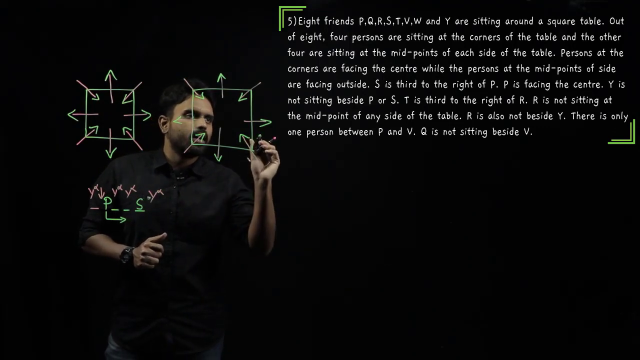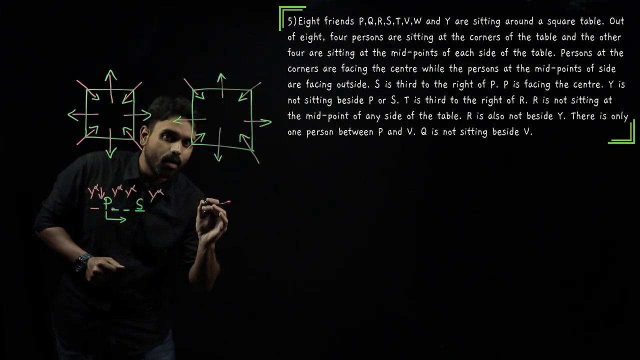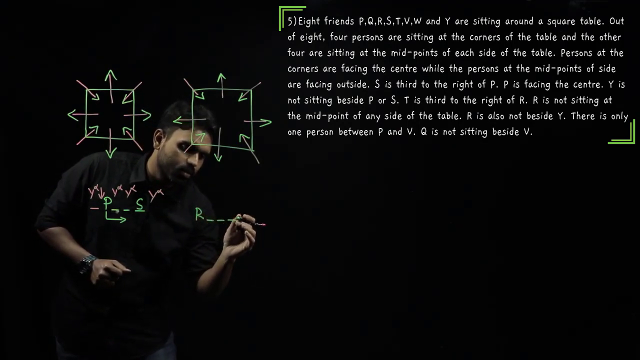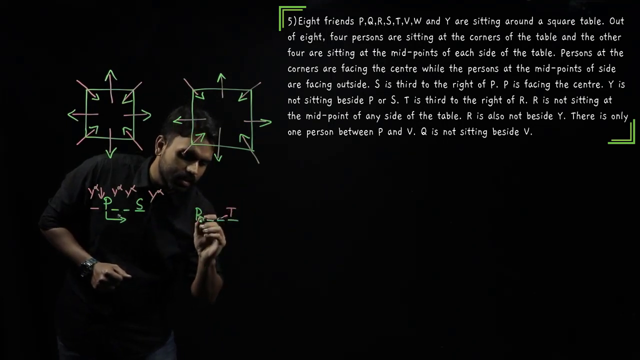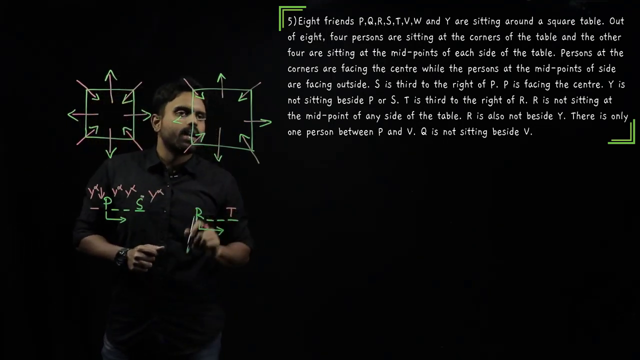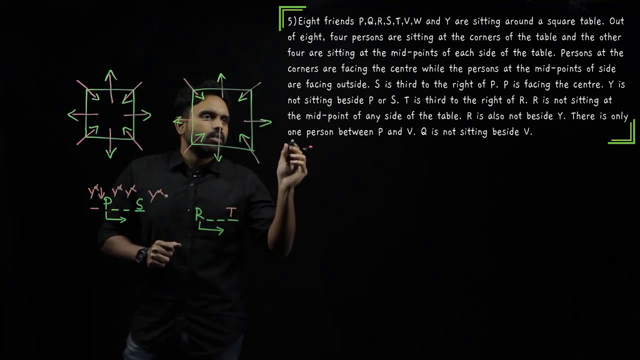Next, T is third to the right of R. R first to the right, second to the right, third to the right. Who is here? T is here. बन गया अपना third to the right of R.